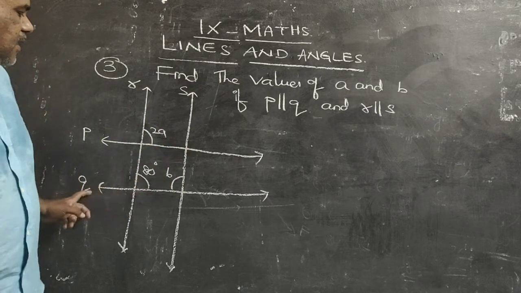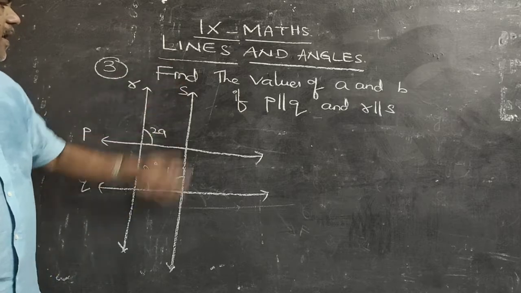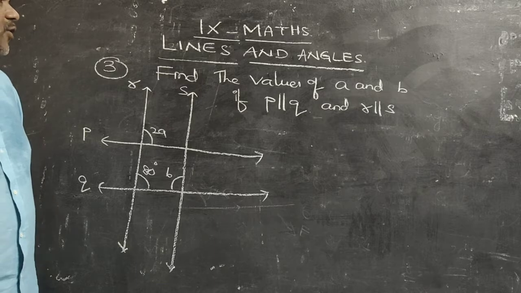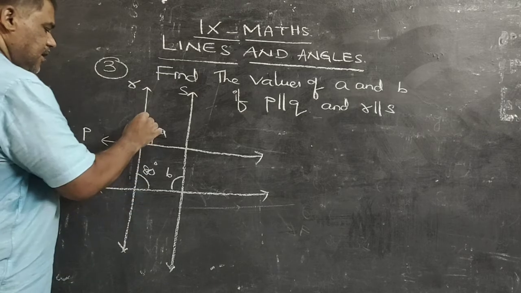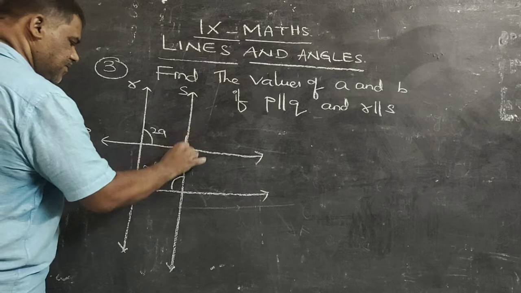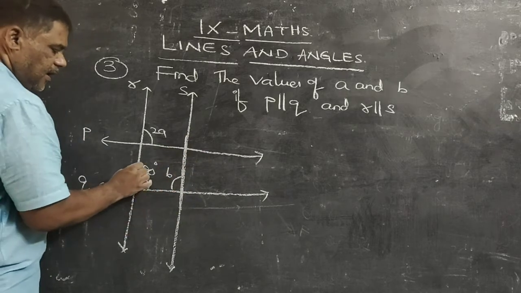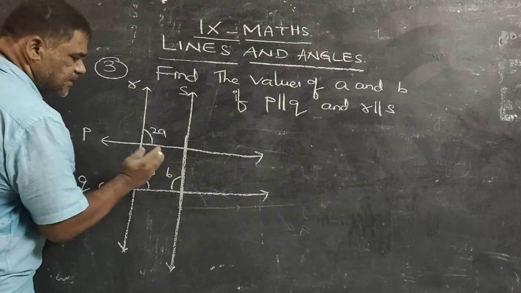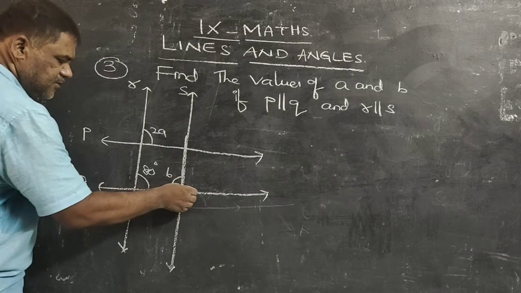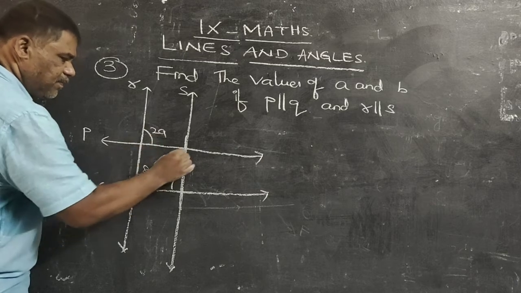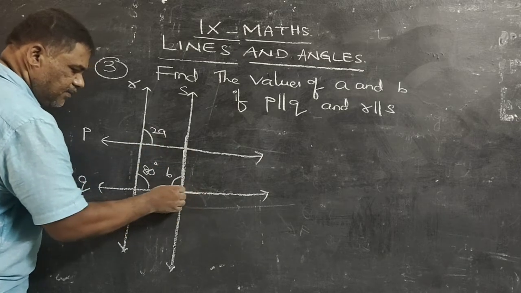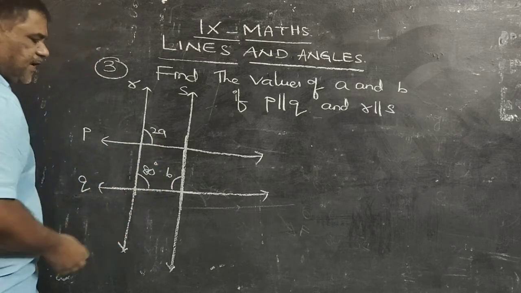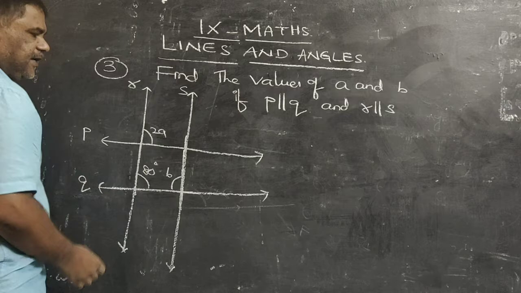Here P is parallel to Q and R is also parallel to S. So if two lines are parallel, here you see R is parallel to S. If two lines are parallel, inside the parallel lines two angles are there. We call them interior angles on the same side of the transversal. For these two lines R and S, this will become the transversal. So they are interior angles on the same side of the transversal, so their sum is 180 degrees.